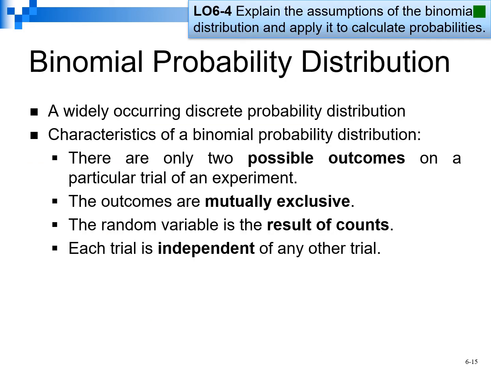Now, the basics, again, of a binomial probability distribution. This is a specific type of discrete probability distribution. It has a lot of applications in the real world. And a couple things: when we look at one, there's only going to be two possible outcomes. We're going to say success or failure. The outcomes are mutually exclusive. The results are of counting, and the trials are said to be independent.